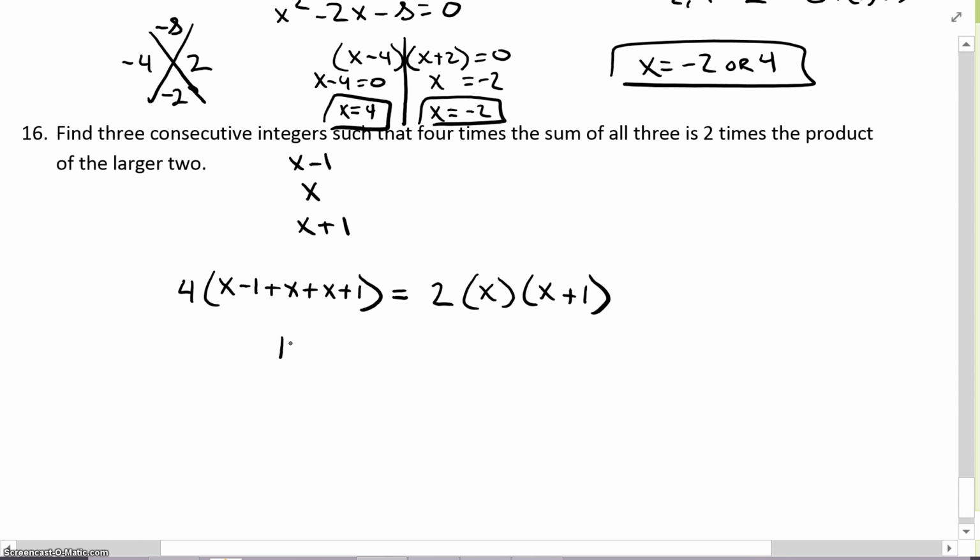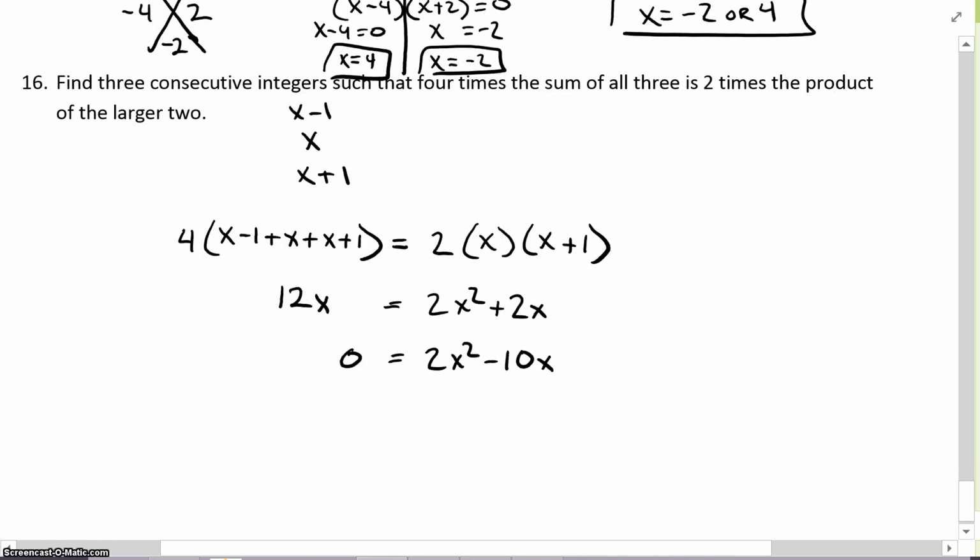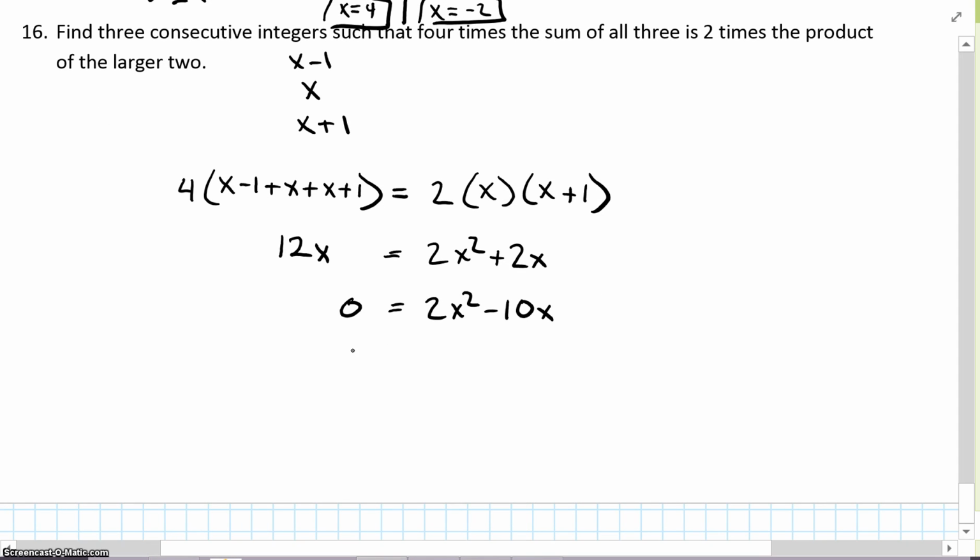4 times 3x is 12x. Over here, we're going to distribute 2x to everything, so that's going to equal 2x squared plus 2x. So subtract 12x from each side, and I get 0 equals 2x squared minus 10x. We can factor this out pretty quickly. Divide everything by 2, so I get 0 equals x squared minus 5x. I can factor out an x, I get x times x minus 5. So that tells me our x has to equal 0 or 5.